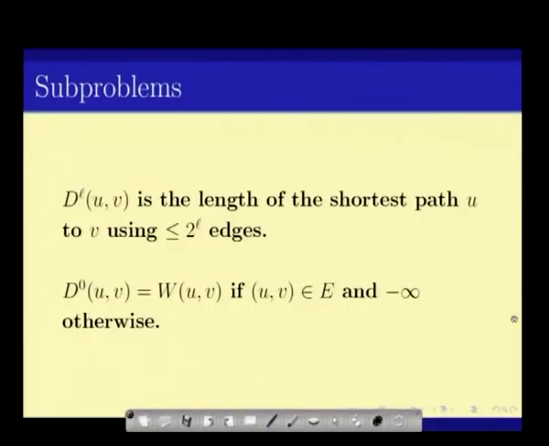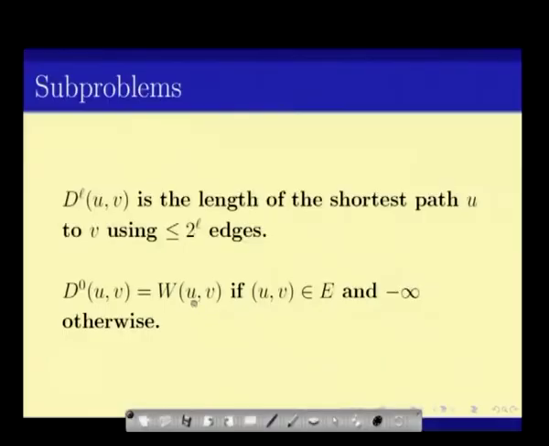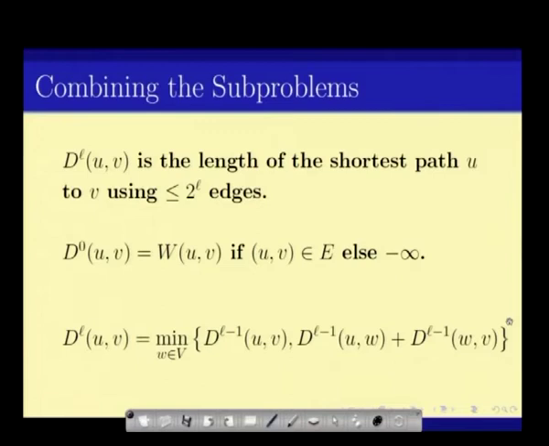Now, what is d_0(u,v)? d_0(u,v) is the shortest path of length 1 from u to v. Now, that can only happen if uv is an edge, and in that case the shortest path is of course the weight of the edge uv, and otherwise we note it as infinity.